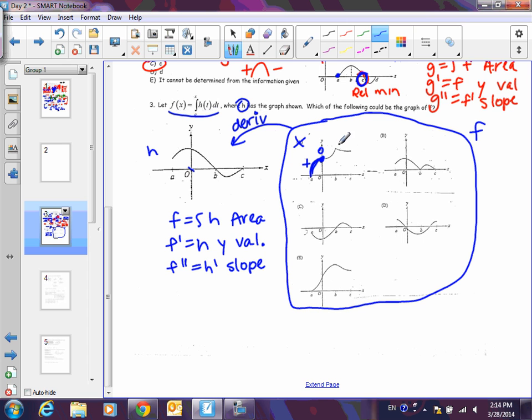Here's another way you know A's wrong. What's that called? Cusp. What's the derivative at a cusp? Nothing. Which means you should have some gap in your graph at B, and there's no gap. So I know A's wrong. So I want you to go through, and maybe you've sorted through it in your mind a different way, but I want you to try to find the right answer.